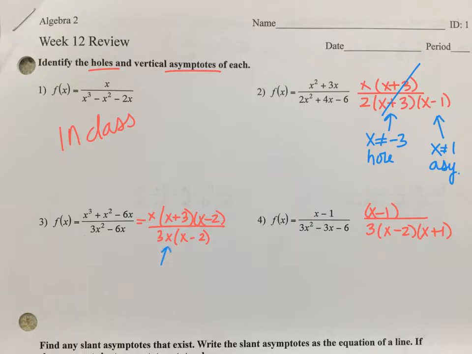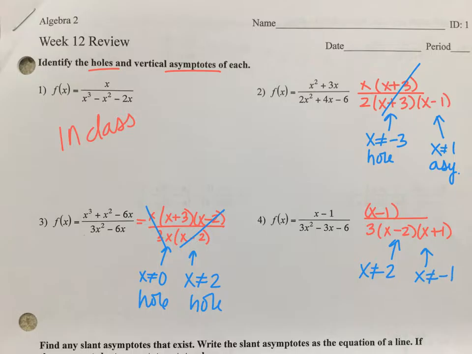All right, same idea here. Name my excluded values first. Any x that's by itself is 0. X cannot equal 0. X cannot equal +2. Cancel gives me a hole. Cancel again gives me a hole. So no asymptotes there. The last one, x cannot equal 2. X cannot equal -1. Nothing cancels, which means both of these are going to be asymptotes.